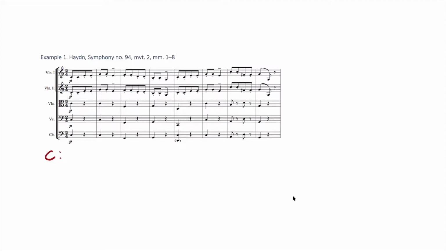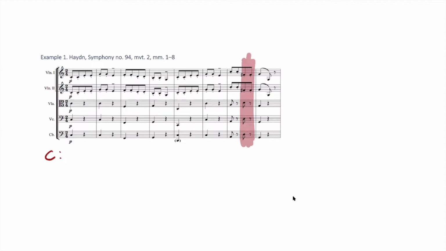Assuming we're in the key of C major, which has no sharps or flats, we now scan the score to try to find the chromatic chord. Do you see it? It's here. This chord has an F sharp in it in the violin parts. F sharp is not in the key of C, so that makes it a chromatic chord.